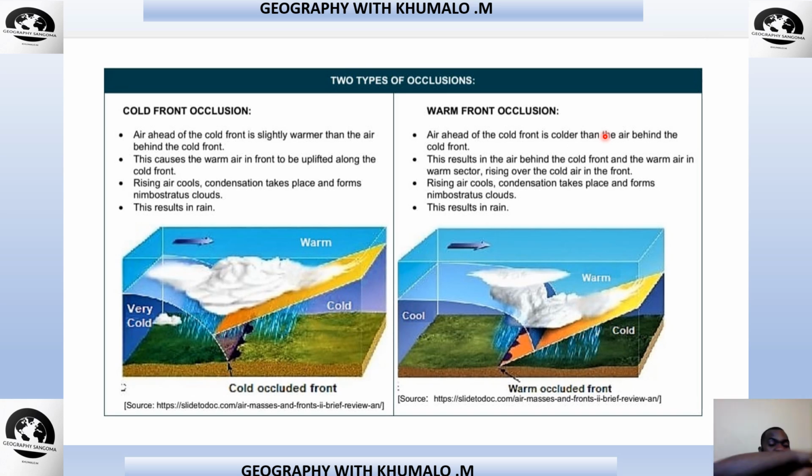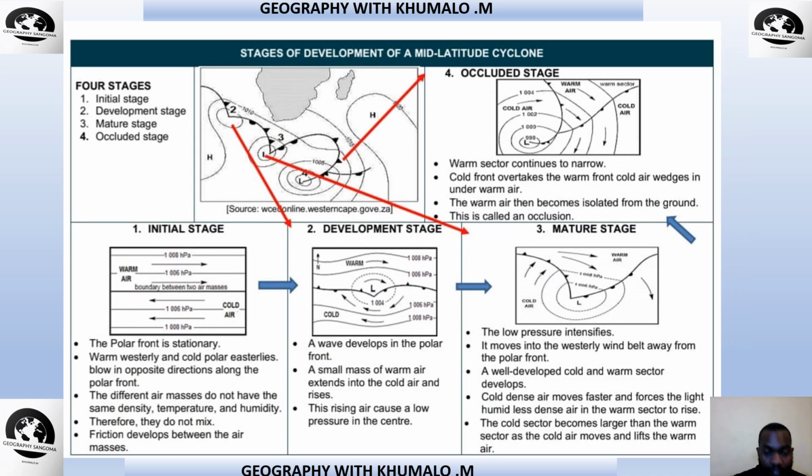So we look at the air that is behind that occlusion front. If it's colder, then it is a cold front occlusion. If it's warmer than the air that is ahead, then it's a warm front occlusion. So that is how you see it.